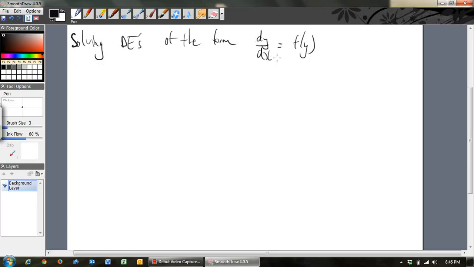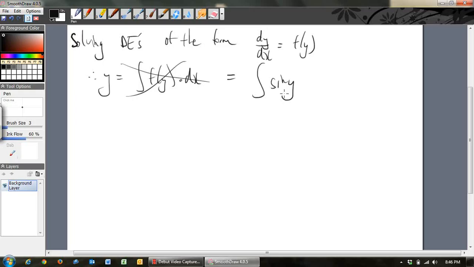Now, because x is our independent variable here, we can't do this. We can't just go, therefore y equals the integral of f of y dx. It doesn't work because you've got a function of y and you're integrating with respect to x. So this does not work. For example, how do you do the integral of sin y dx? What is that? It doesn't make sense.